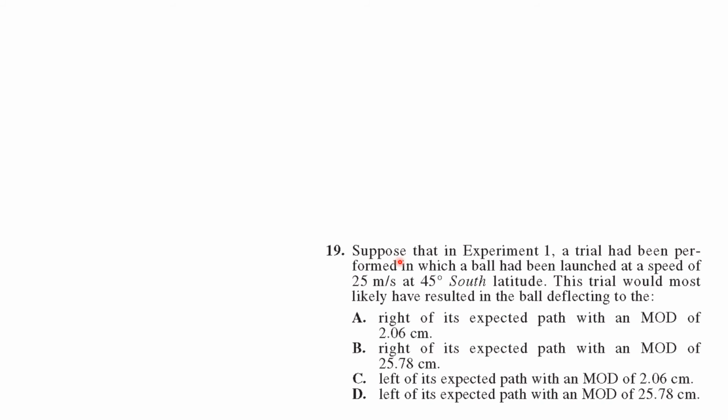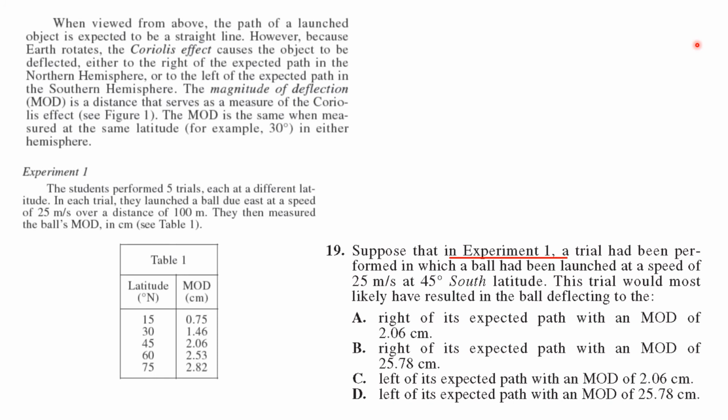This question, we have another suppose question. Suppose, if, why question. You have to think about it. Experiment 1, so put your finger on experiment 1. A trial had been performed in which a ball had been launched at a speed of 25 meters per second at 45 degrees south latitude. This trial would most likely have resulted in the ball deflecting to these. So in the reading, it tells us if it's in the south, the left of the expected path in the southern hemisphere, so it's going to go left. So we know it has to be C or D, so we can eliminate A and B. And if it's 45 degrees, that's going to be 2.06 MOD, so your answer has to be C.